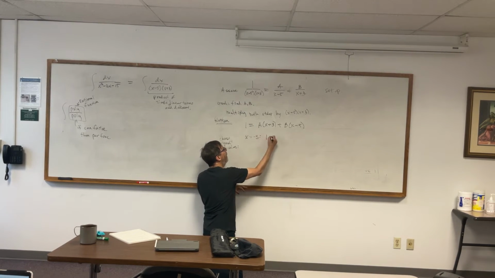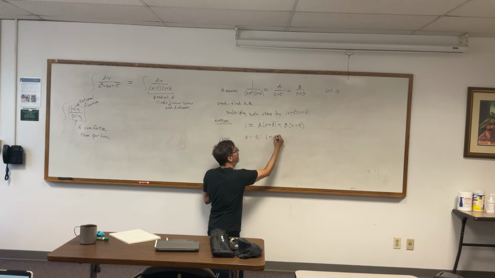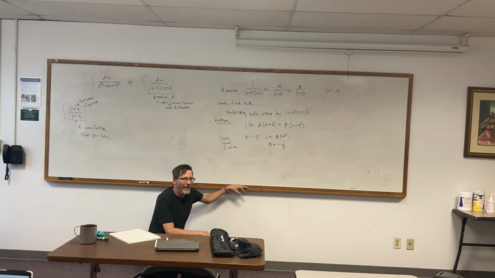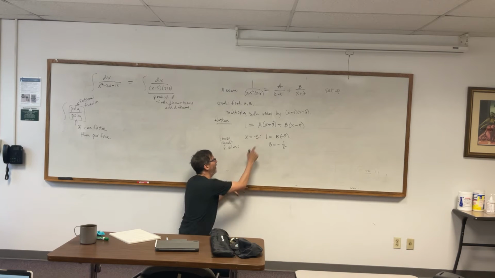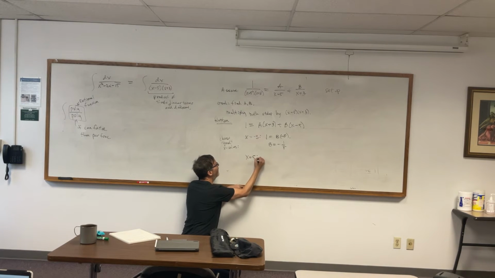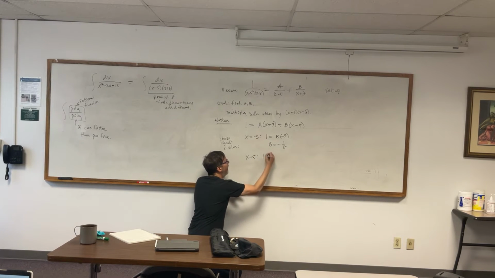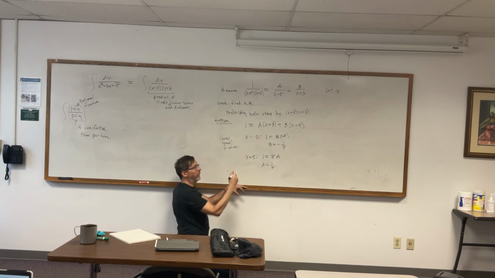And then I've got 1 equals b times -8. And now I know what b is. How cool is that, right? That's amazing. What's another good x value? Five. Solid, absolutely, because that'll kill the b off and we'll find a. So when x equals 5, we got 1 equals 8a. So a equals 1/8. We're freaking done.